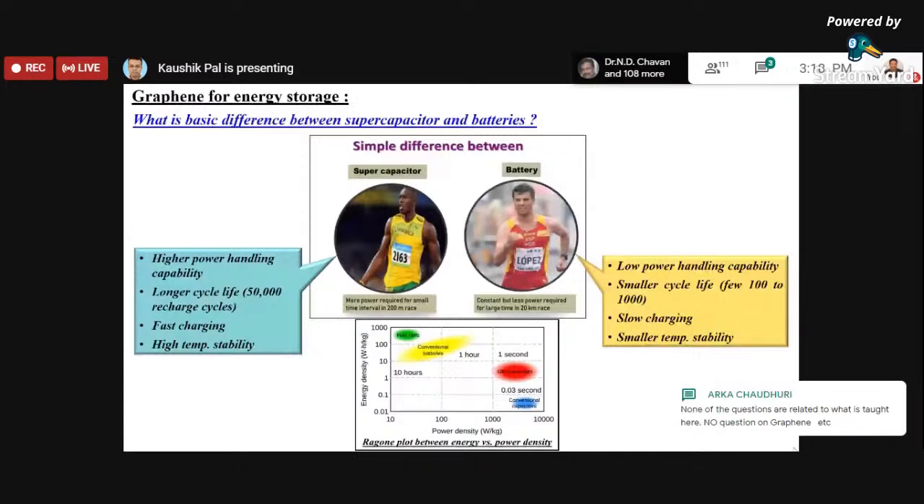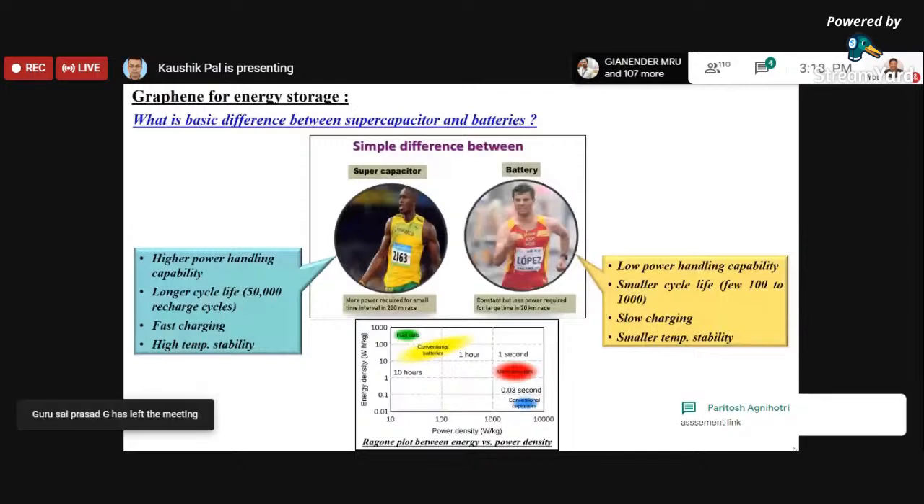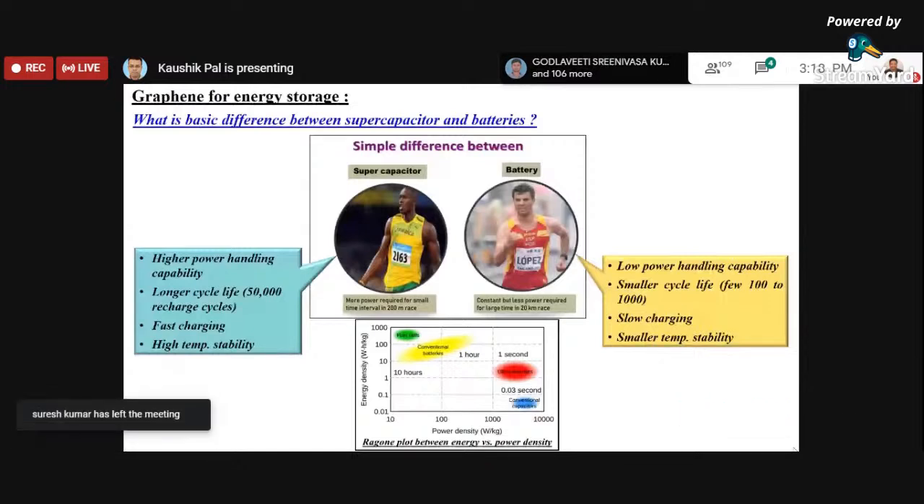When I talk about the short distance runner, say for 100 meters, Usain Bolt needs, for 100 or maybe 200 meters, a very short duration, all his energy. Within 100 meters, which means within 9 point something seconds, he is utilizing his whole energy over there. So that is the example of the supercapacitor.